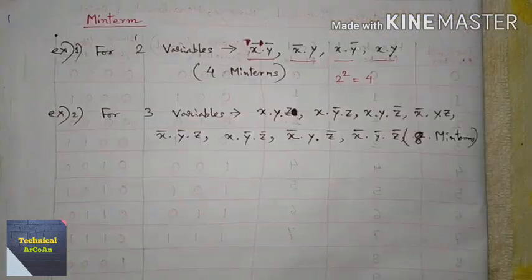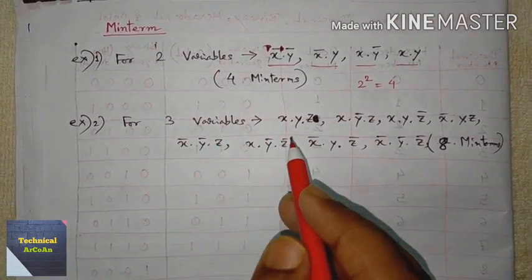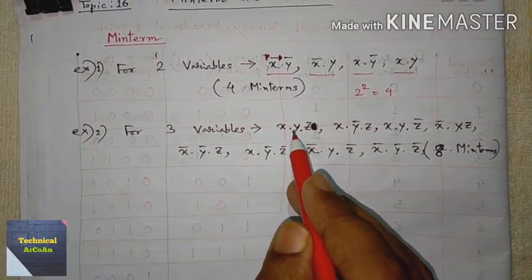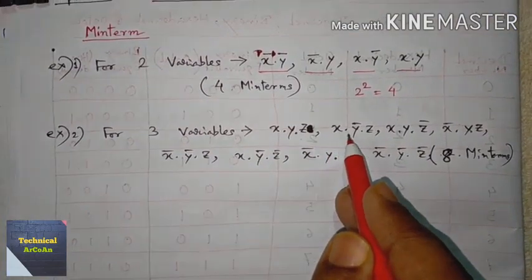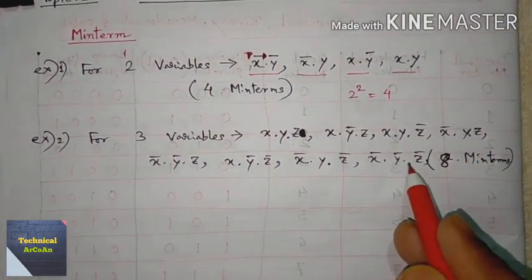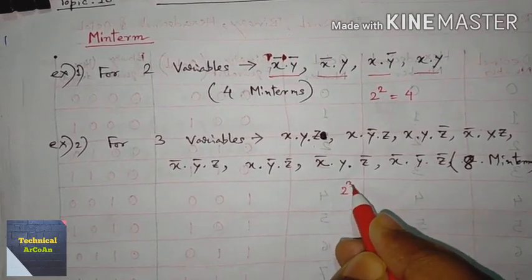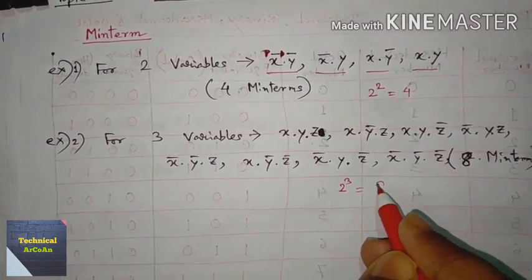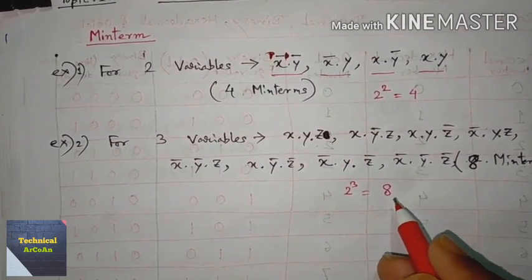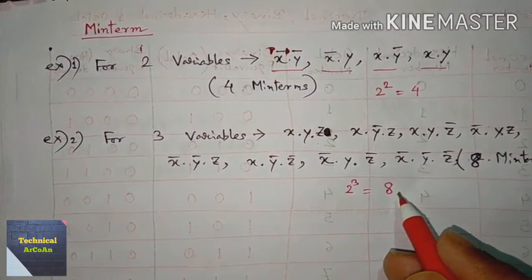Okay, now the second example for three variables. So what are the min terms? x dot y dot z, x dot y complement dot z, x dot y dot z complement. In that way we got 8 min terms. Why? Because 2 to the power 3, these are three variables, so we got maximum 8 min terms. Okay, for three variables.